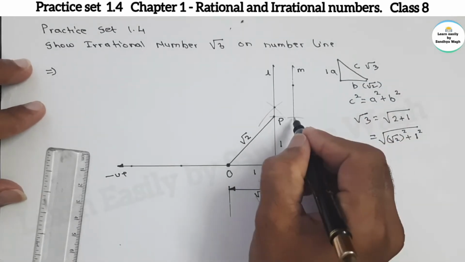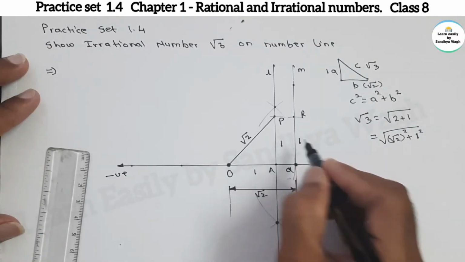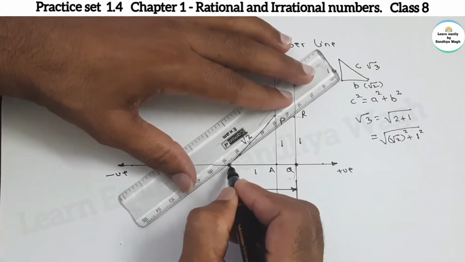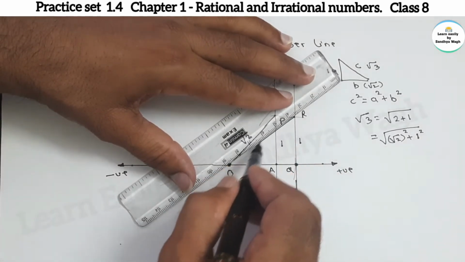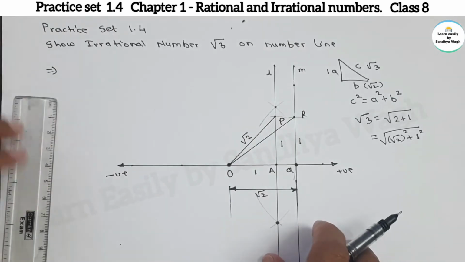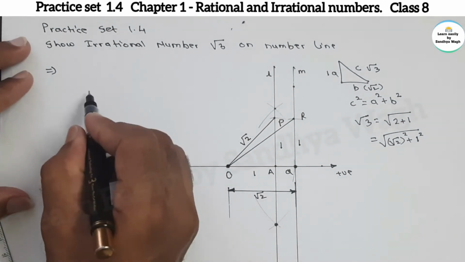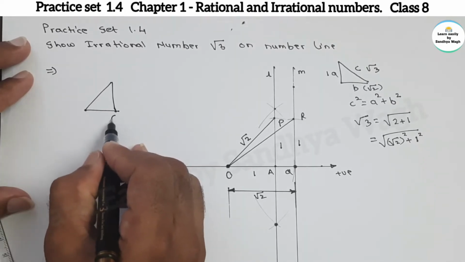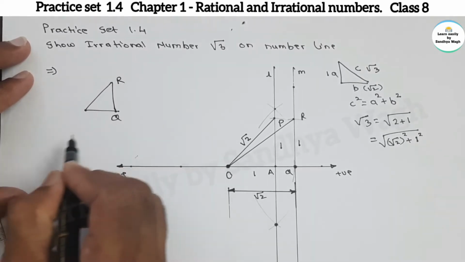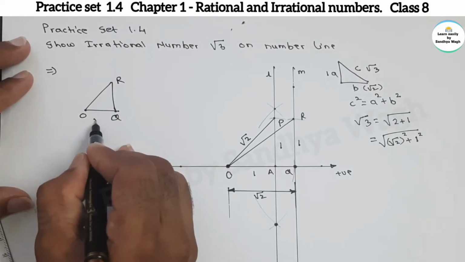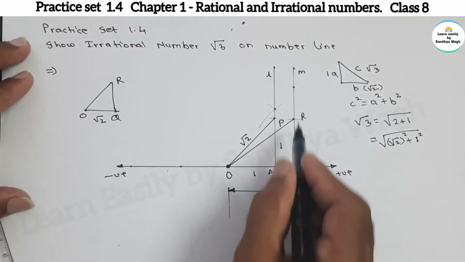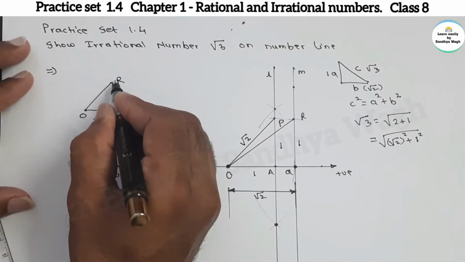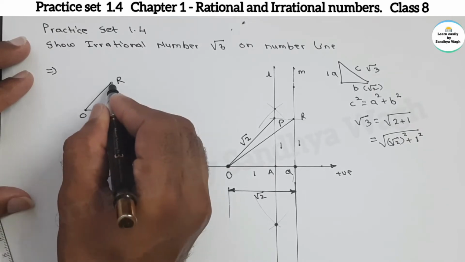Let this intersecting point be R. We know this is 1 unit, this is root 2 units, and join this OR. Now we got a right angle triangle. This point is Q, this point is R, and this point is O. This OQ is root 2, this QR is 1 unit, and this OR is the hypotenuse.